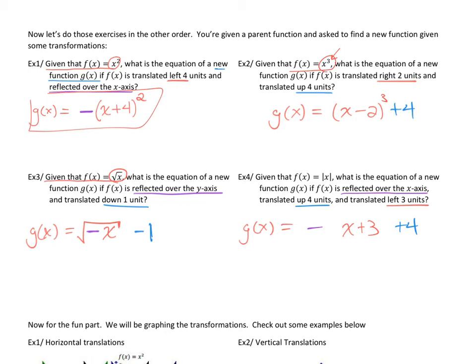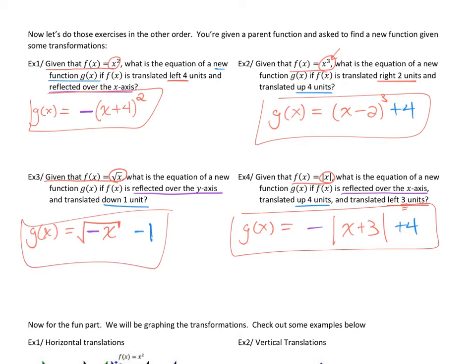And the last example down here, example 4, this is an absolute value parent function. And since the 3 has to be paired up with x in some sort of grouping symbols, we're going to put the absolute value symbols around the x plus 3. So these are your final answers for example 2 and example 4. And this is the final answer for example 3.